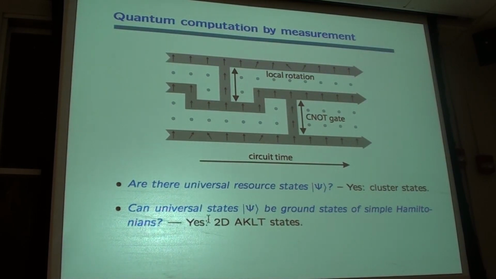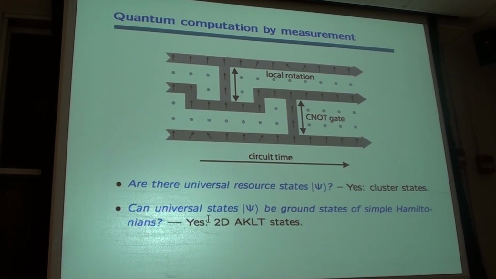There are universal resources, I mean quantum states that give me universal computational power. And also, and that's a result that I would like to tell you a little bit about today, there are actually quantum states that are ground states of somewhat physical Hamiltonians that give you this universal computational power.